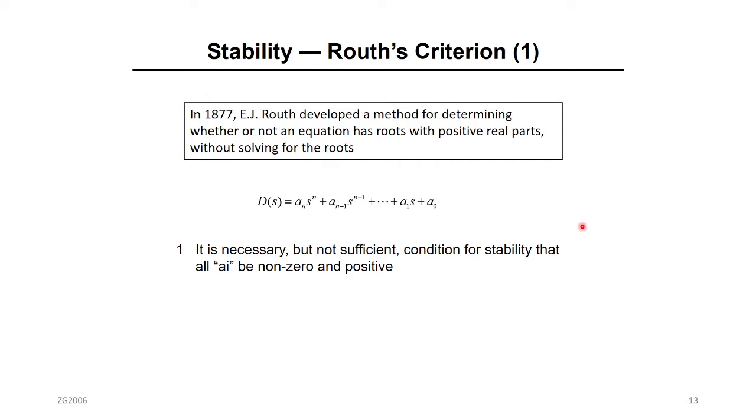Okay, we discussed that. We started with the stability last lecture when we check the characteristic equation. We solve for the root. We check the real part of the root. If the real part is negative or zero, that means the system is stable. If it's positive, that means the system is unstable.